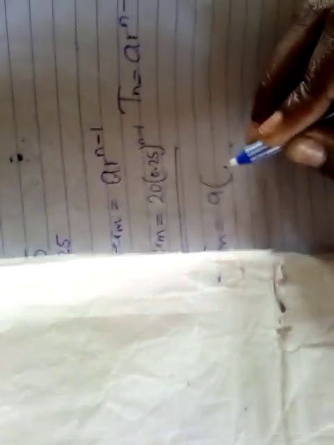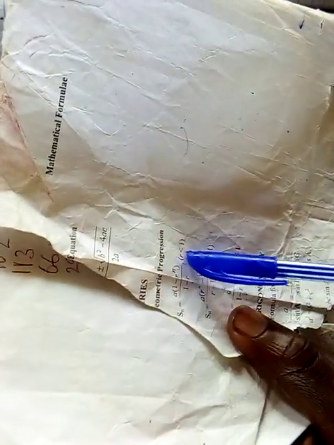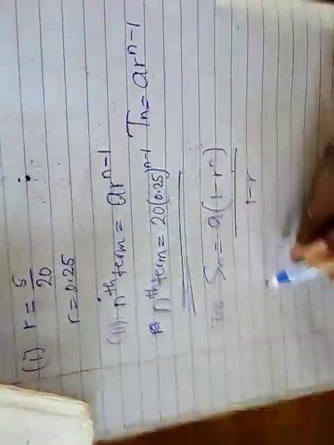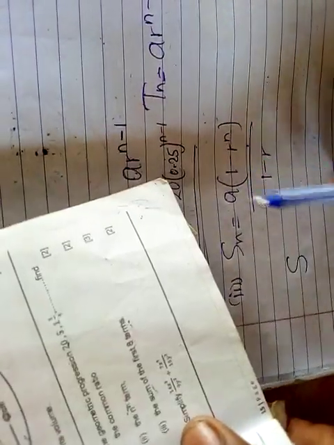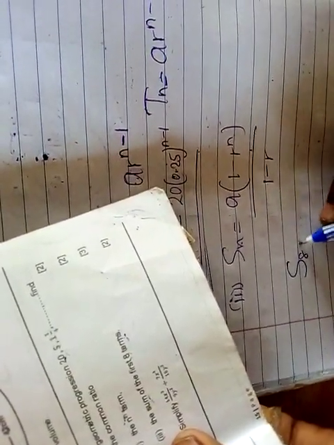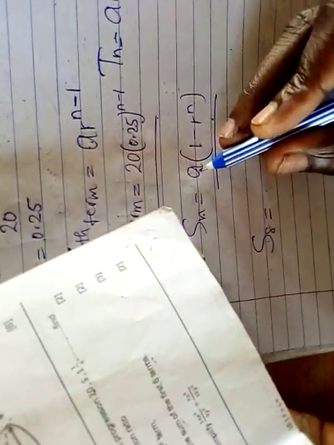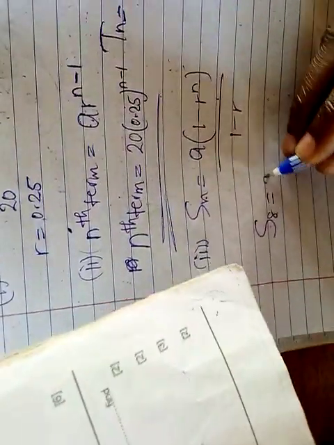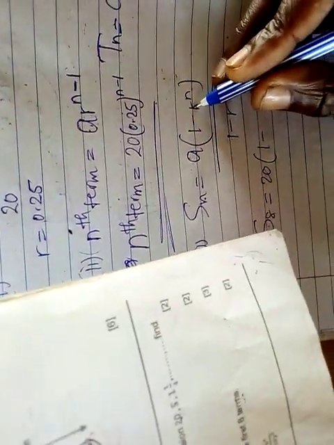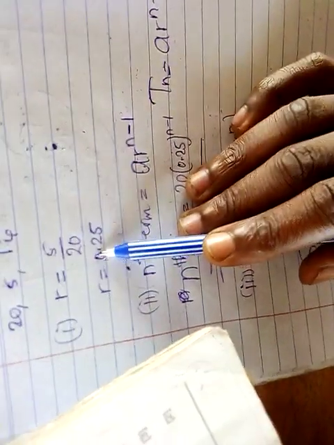Copy this formula: Sn is equal to A times 1 minus R to the power n, over 1 minus R. We use this formula because the common ratio is less than 1. It is the formula for the sum of 8 terms, so where there is n, you put 8. A is the first term, which according to the sequence is 20. R is the common ratio we have found, 0.25.